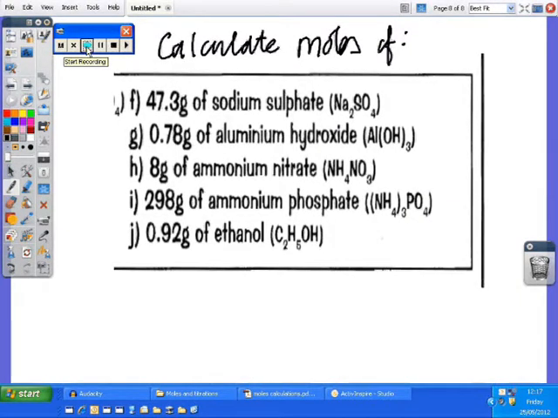So again, you can pause the video and have a go at these. This time it's calculate number of moles. Last time was mass, so you have to manipulate the subject of the equation. You can pause the video and I will put the answers up to these.